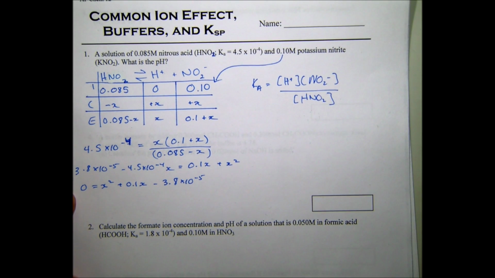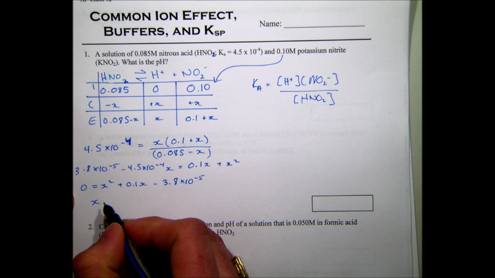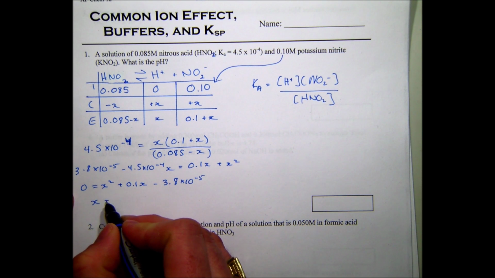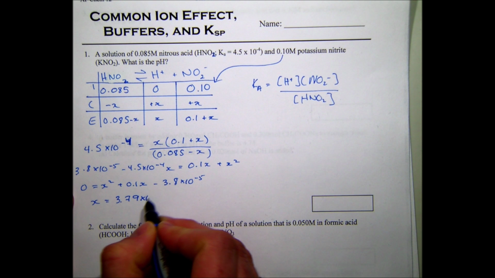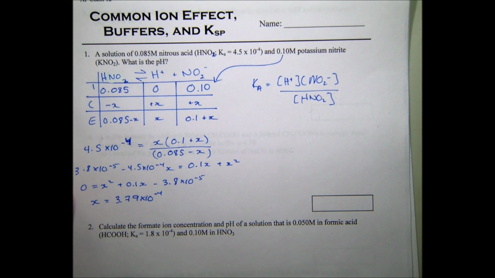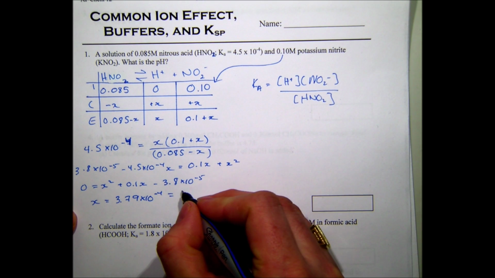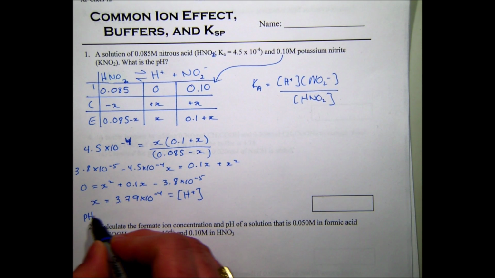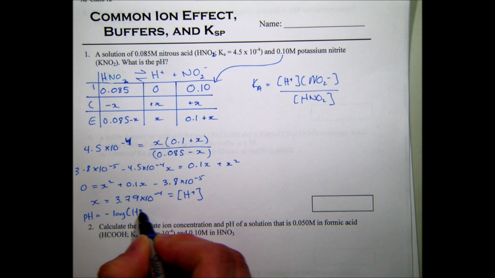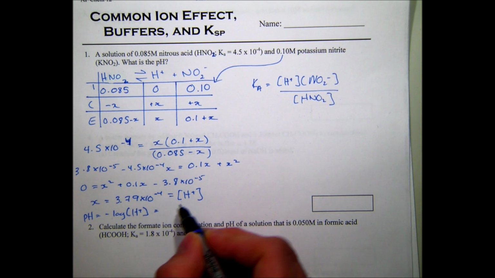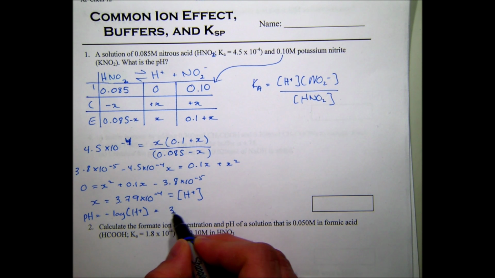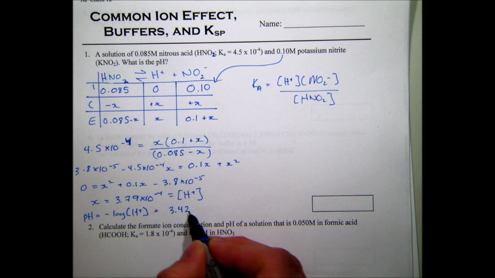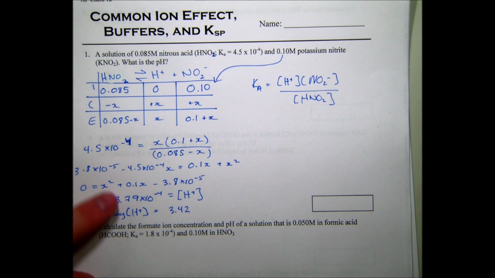So now we use the quadratic formula to solve. And we get that x is equal to 3.79 times 10 to the negative 4, which would be the only reasonable root that was produced. And this is equal to the concentration of H plus. pH is equal to the negative log of the concentration of H plus, which is equal to 3.42. So take this number, take the negative log of it, and you should get 3.42.